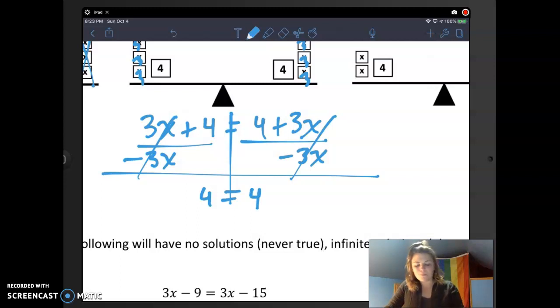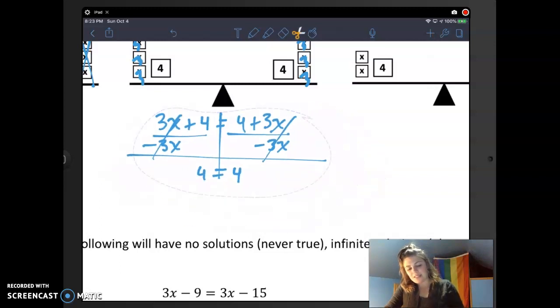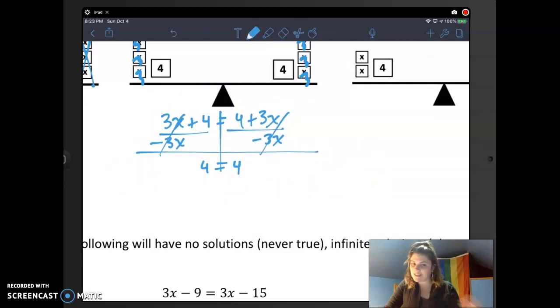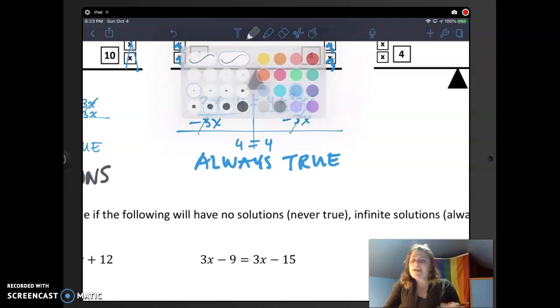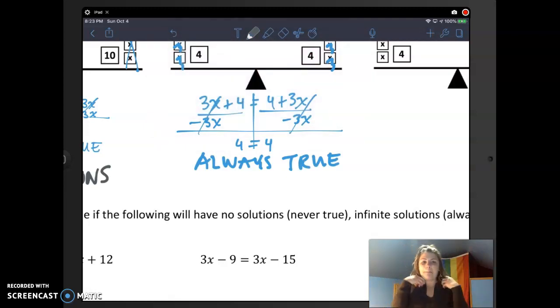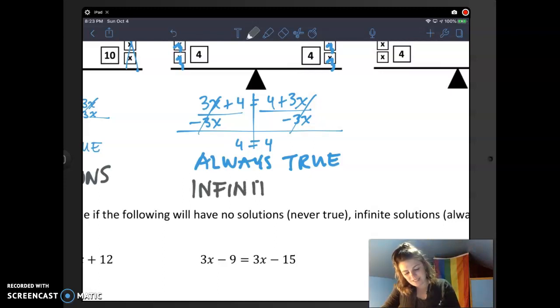Well, that's always true. All right, so here's the big idea: sometimes if you have the exact same thing on both sides of your equal sign, it is always true. Which means that x could be equal to anything. It could be a billion zillion different things and it would still be true, right? We could plug in anything for x and it would be true. Another way to say that is infinite solutions.